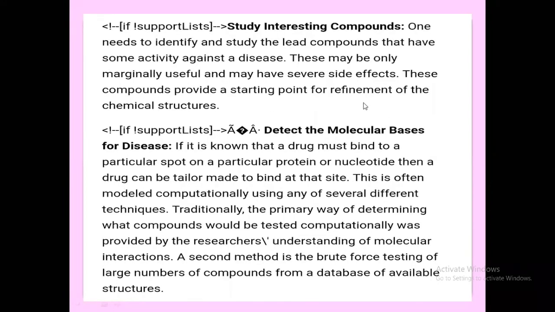The next step is to study an interesting compound, called a lead compound. One needs to identify and study the lead compounds that have some activity against a disease. These may be only marginally useful and may have severe side effects. These compounds provide a starting point for refinement of the chemical structure. The third step is to detect the molecular basis for disease. If it is known that a drug must bind to a particular spot on a particular protein or a nucleotide, then a drug can be tailor-made to bind at that site. This is often modeled computationally using any of several different techniques. So here you see that you are going to detect the molecular basis of that disease.